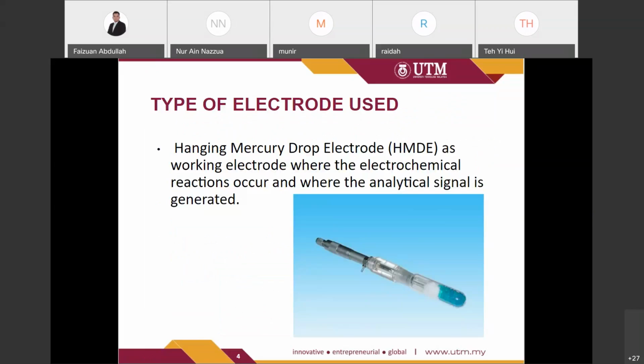Okay. The type of electrode used is the hanging mercury drop electrode (HMDE), which is a variation of the DME, as a working electrode, where the electrochemical reaction occurs and where the analytical signal is generated. Next.